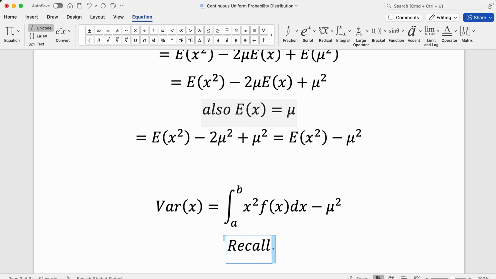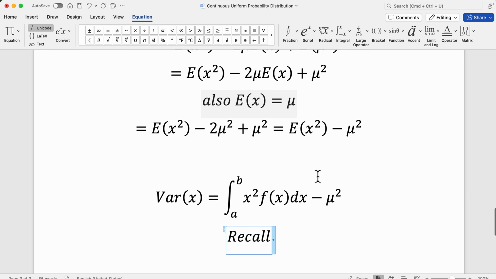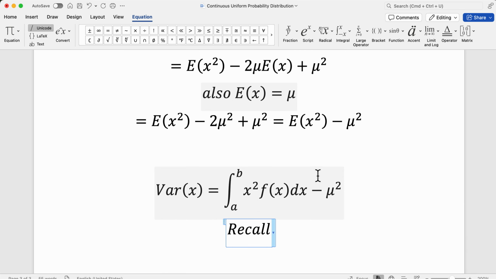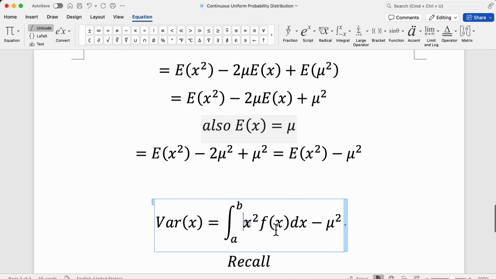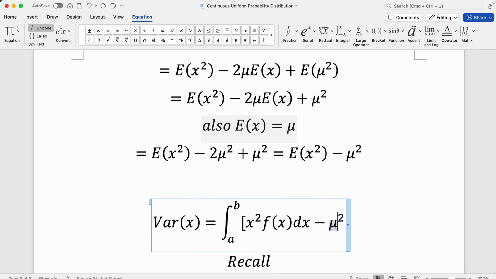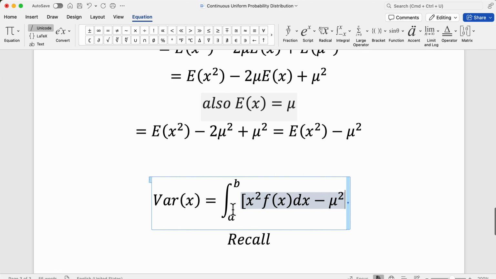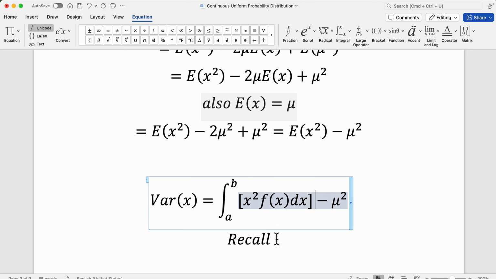Now recall. Yeah, we're doing the sum of the entire thing, so let me make sure that I bracket everything here. The dx is just for here. The mu squared is constant, so I leave that alone by itself. So let me put it like this.